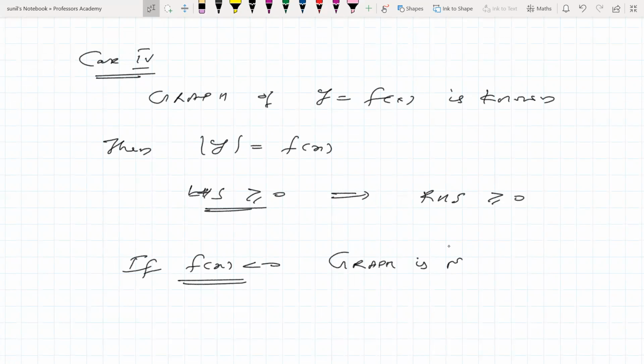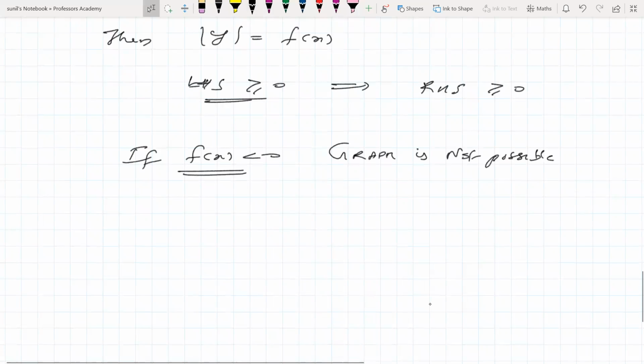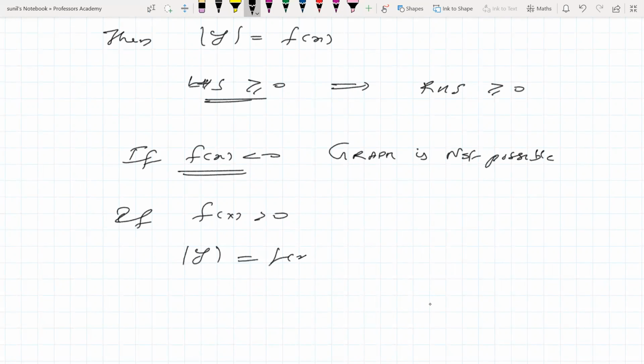Graph is not possible. So you should remember, whenever f(x) becomes negative, that portion will not be there when we are drawing mod y equal to f(x). Whenever f(x) is positive, we want to draw the graph of y only. y is the function.